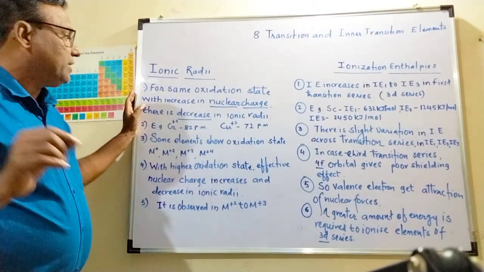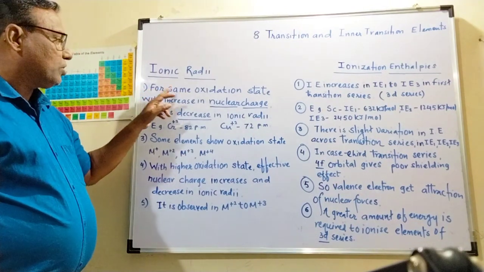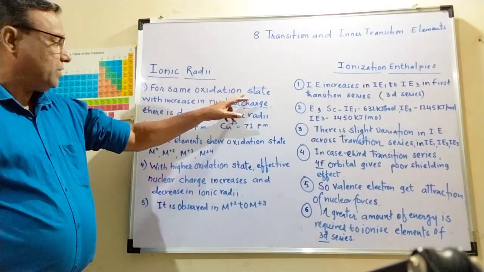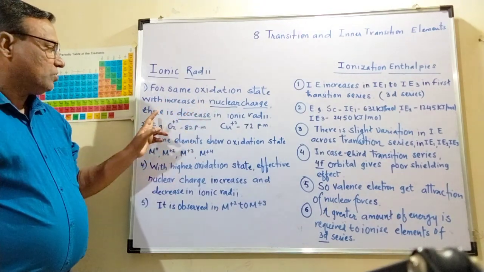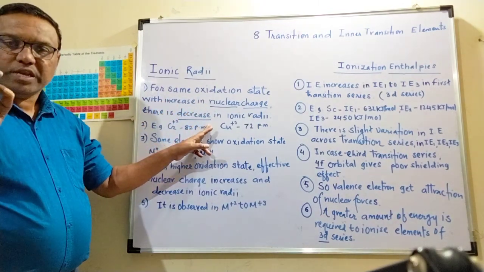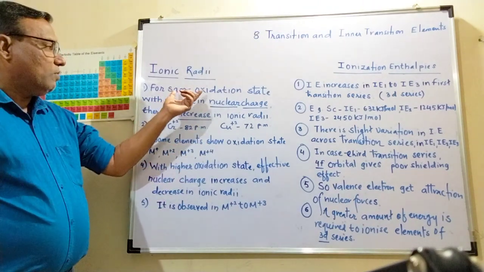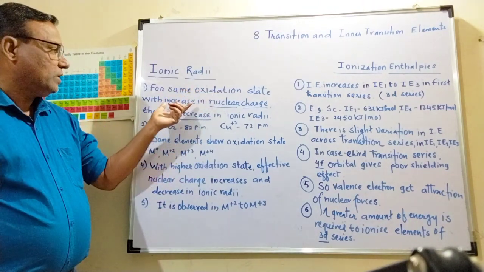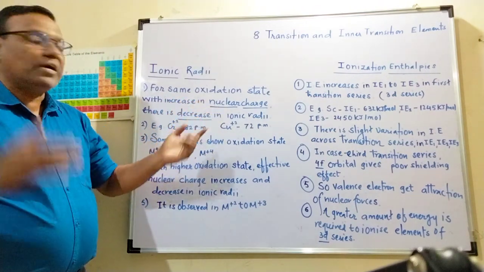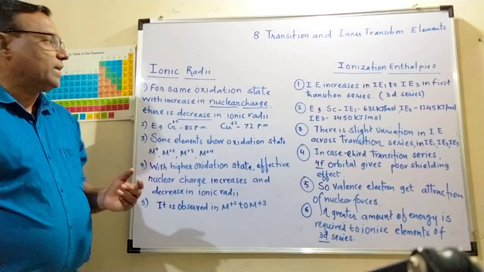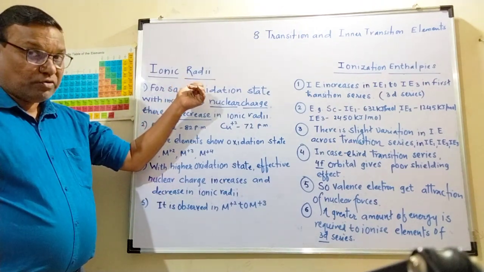Which points are related with the ionic radii? For the same oxidation state, with increase in nuclear charge there is a decrease in ionic radii. This is the very first important point: for the same oxidation state, with increase in the nuclear charge there is a decrease in the ionic radii.